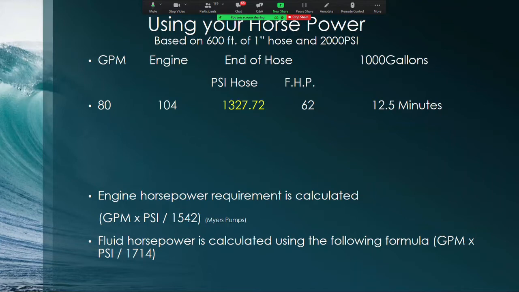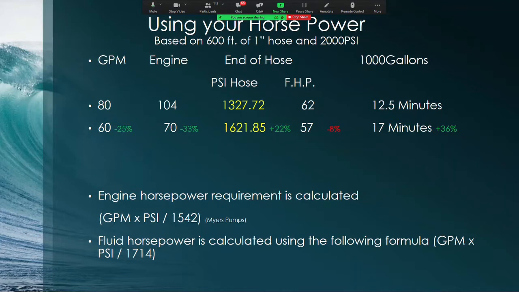The pressure at the end of the hose, based on the fact that I started at 2,000 psi with 600 feet of 1-inch hose, is at 1327. My fluid horsepower rating is 62, and I have a column there called 1,000 gallons. This will let you compare how quickly that truck or that jetter will go through 1,000 gallons of water. In this case, 12.5 minutes, and it's empty, and we have to go get more water.